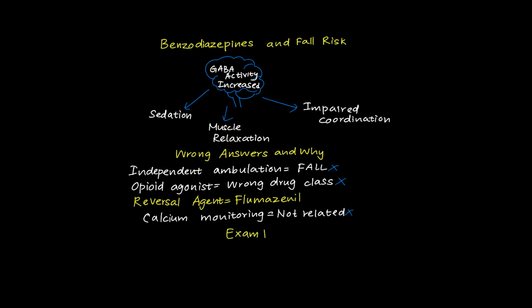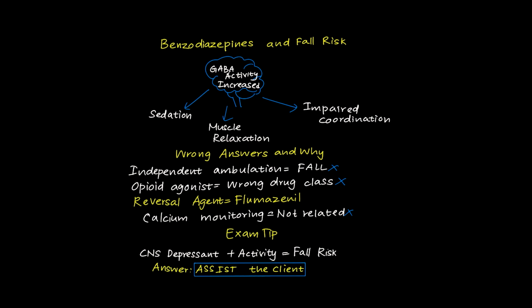Here's a WGU D455 exam tip for you. Anytime a question pairs a CNS depressant with a physical activity like ambulation, think fall risk and think assistance. Quick recall hook. Benzo equals balance problems equals be there to help.